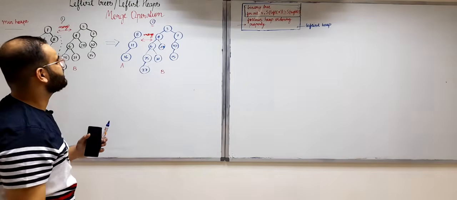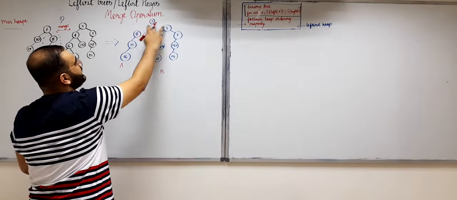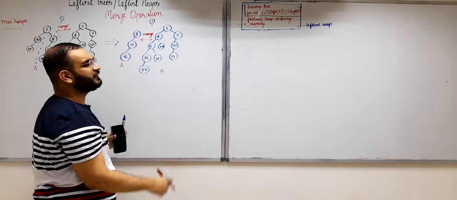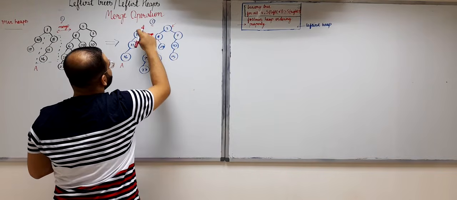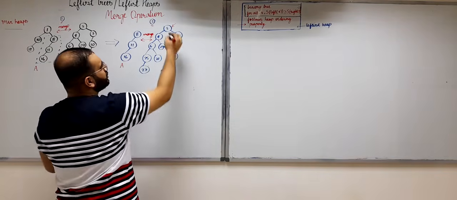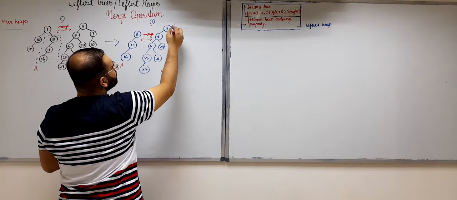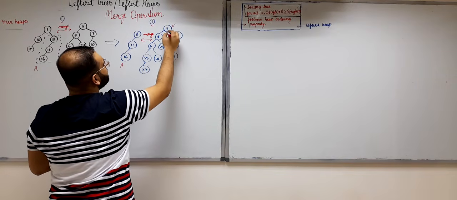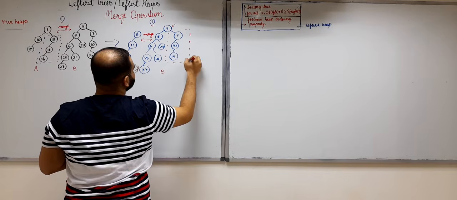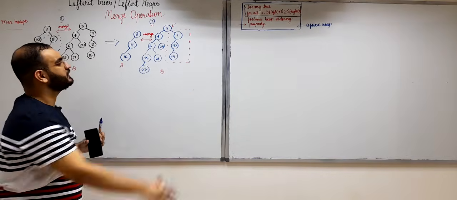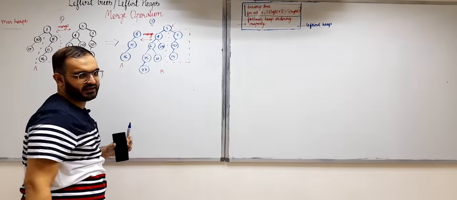Again, we will do the same step. We will compare the root of both the leftist heaps and we will see the smaller root. So B has the smaller root 3 while A has root 8. So as 3 is less than 8, we will take the right subtree of this leftist heap, right?